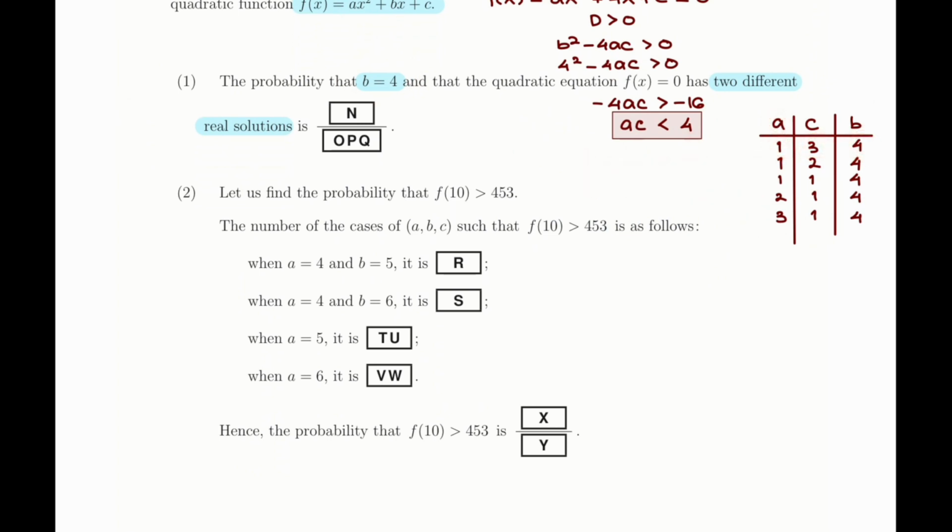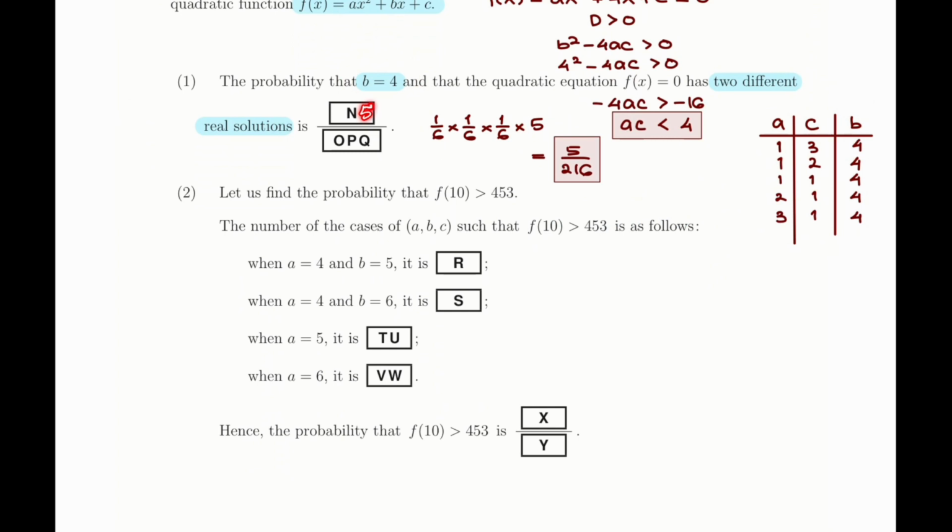So my final answer is 1 over 6 times 1 over 6 times 1 over 6 times 5, since I have 5 different cases, and each case has the same probability. So my final answer is 5 over 216. This is N, O, P, and Q.